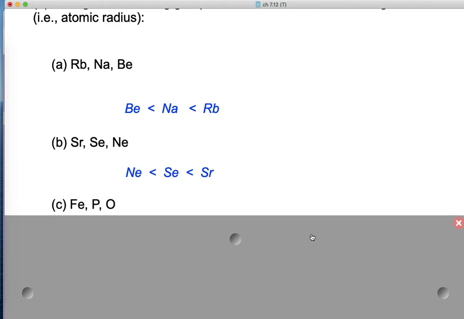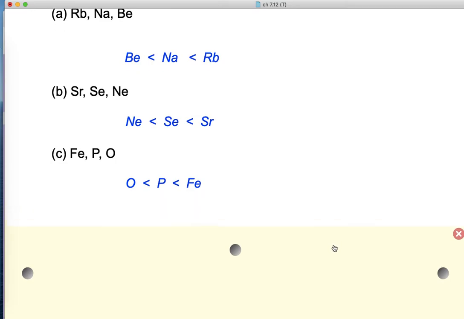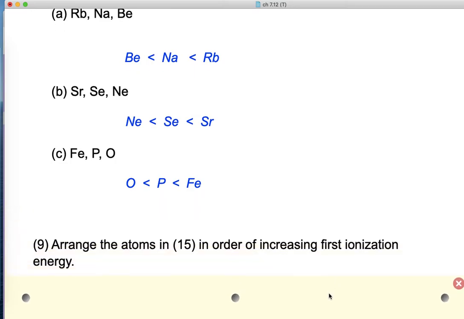Iron, phosphorus, and oxygen. Iron is to the left and below phosphorus, so it should be larger. Phosphorus is to the left and below oxygen, so it should be larger. So it goes oxygen, phosphorus, iron. If I arrange these in order of increasing first ionization energy, well, it'll simply be the reverse.